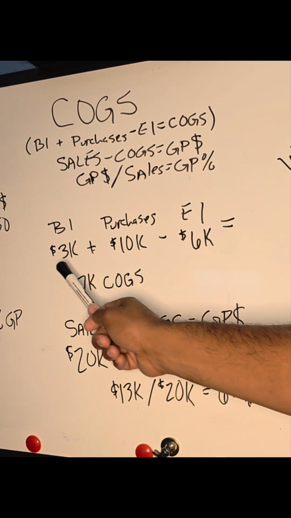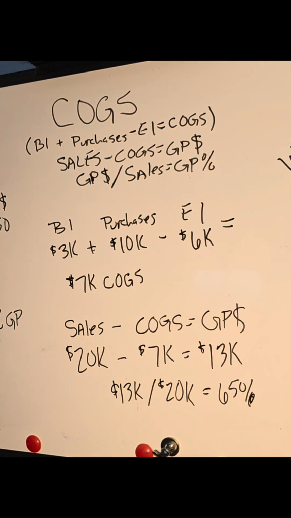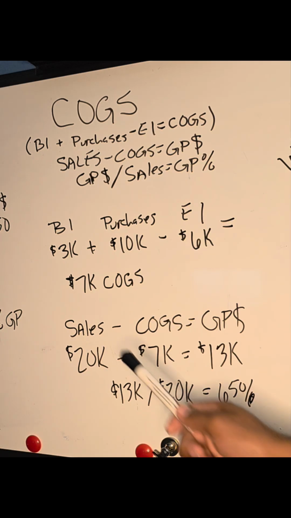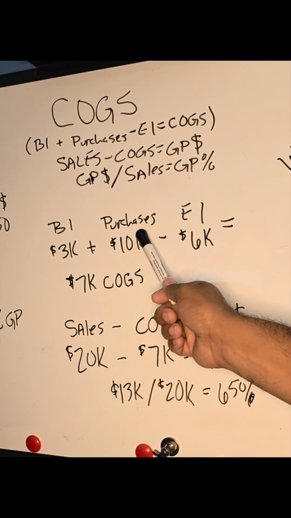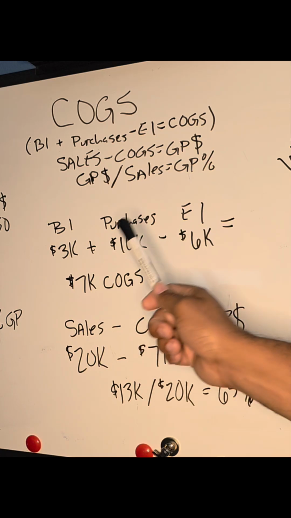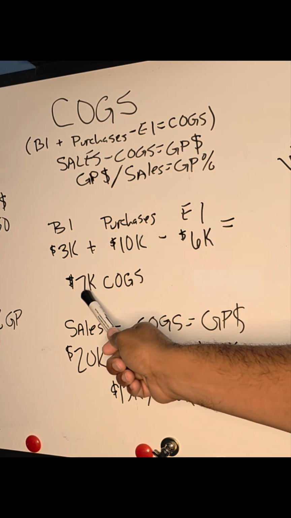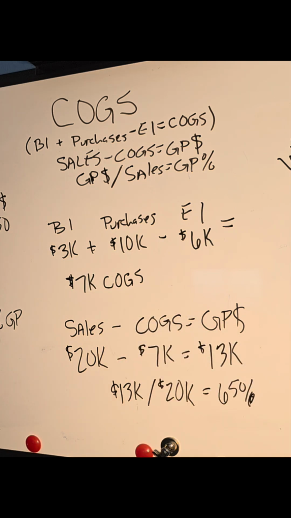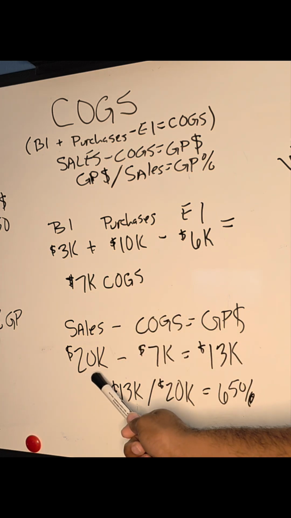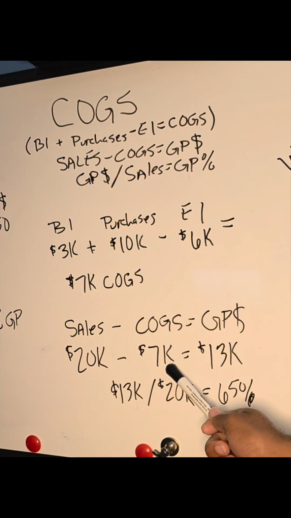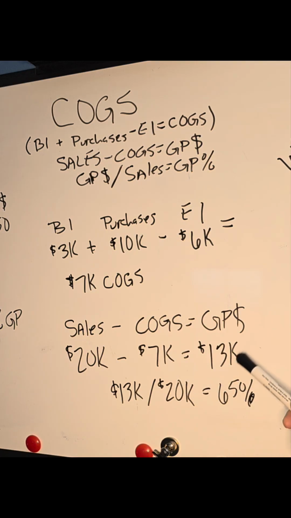Now, in this equation, we're going to say that we started with a $3,000 inventory. We spent $10,000 and we ended up counting $6,000 at the end of the day. Therefore, we had a total of $13,000 worth of inventory at some point. We basically said we sold off $7,000 of it. So now when we say we did $20,000 in sales, minus that $7,000 of product that we got rid of or sold through, we're left with $13,000 in gross profit. And then the 13 divided by your sales gives you a 65% gross profit.